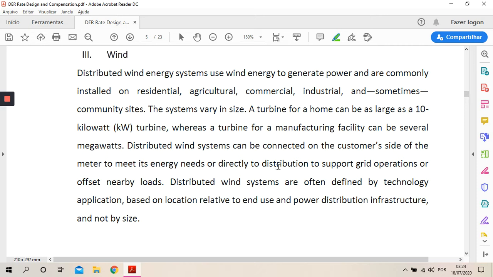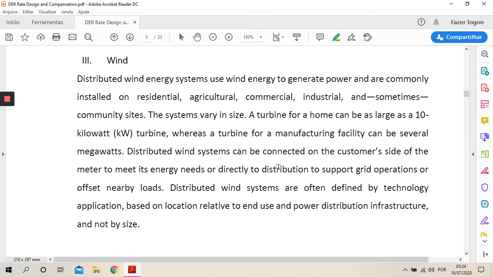And now wind. Wind turbines. Wind energy. Distributed wind energy systems use wind energy to generate power and are commonly installed on residential, agricultural, commercial, industrial, and sometimes community sites. The systems vary in size.